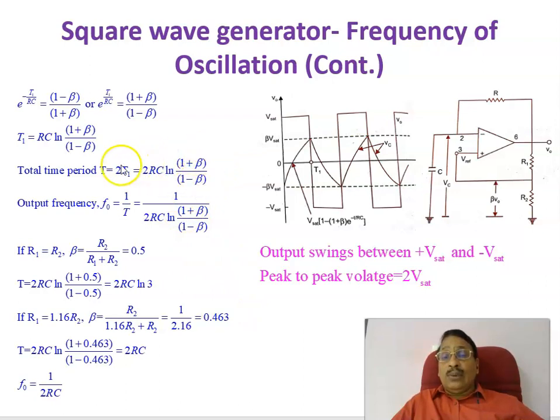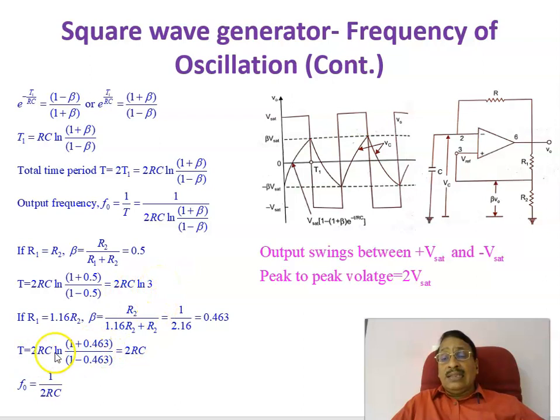And then if you calculate the total time period T here, T equals 2RC natural logarithm of (1 plus 0.463) divided by (1 minus 0.463). If you take the natural logarithm, this will be equal to unity, and then you'll get T equal to 2RC. Therefore, the time period is equal to 2RC if you select R1 equal to 1.16 times R2. Or if you select R1 equal to R2, it is equal to 2RC natural logarithm of 3.